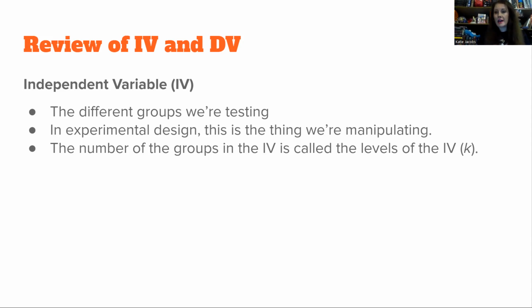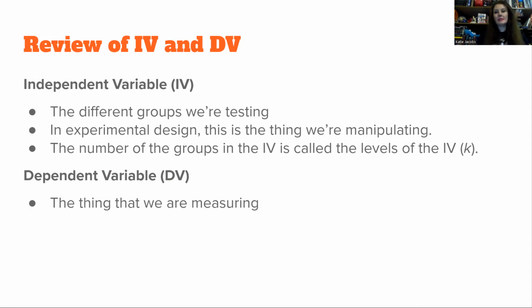And so in that study, if we randomly assign participants to be in each of these conditions, there would be k equals 3, or there's 3 levels to the one independent variable, which is the reading condition. Our dependent variable is symbolized by DV. This is the thing that we're measuring.